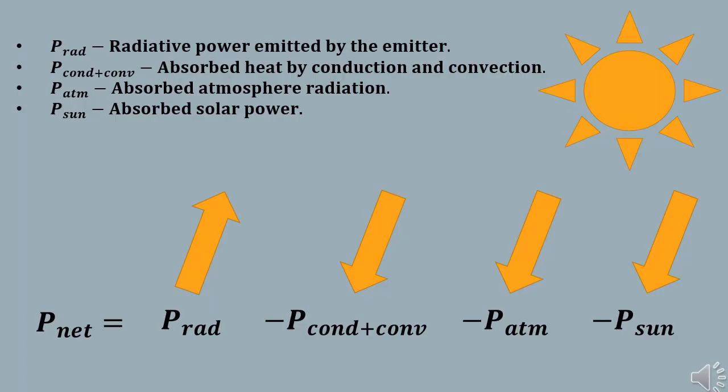So, how do we calculate the net cooling power of a system? The net cooling power is calculated as the radiative power emitted by our emitter, from which we will subtract the power which enters our system by means of conduction and convection, and the radiation absorbed from the sun and the atmosphere. In our experiments, we will try to maximize the net cooling power by minimizing the absorbed radiation from the atmosphere.